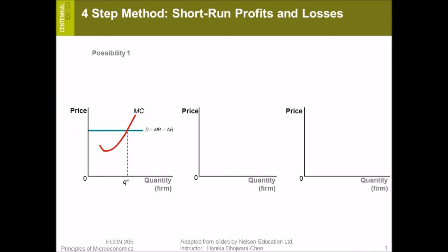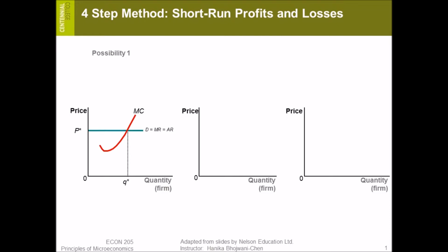Step 2. Determine the total revenue being generated at the optimal level of output Q star. At Q star, go straight up to the demand curve, then to the price axis to find the market price P star. Then calculate total revenue using the mathematical formula: total revenue is equal to price multiplied by quantity.